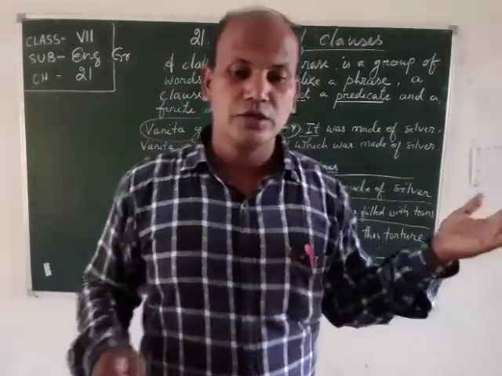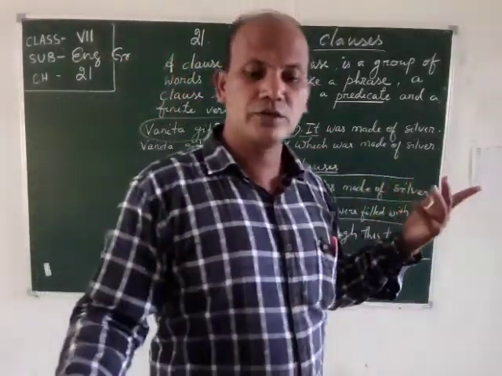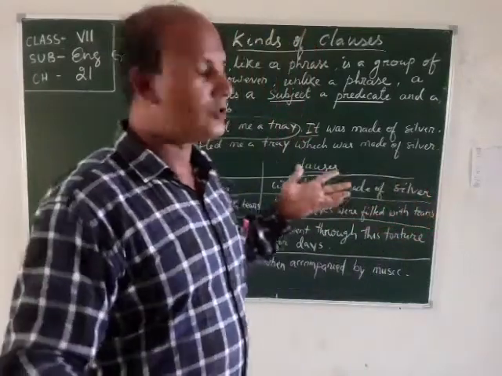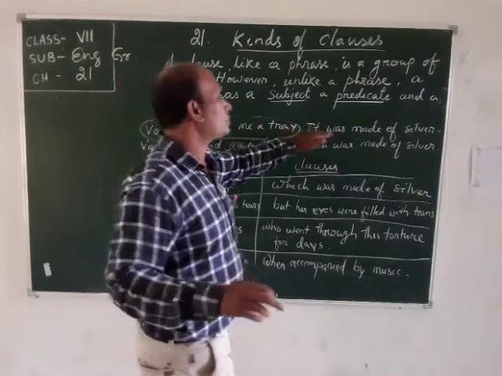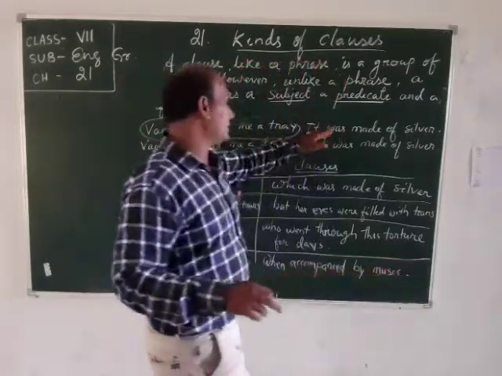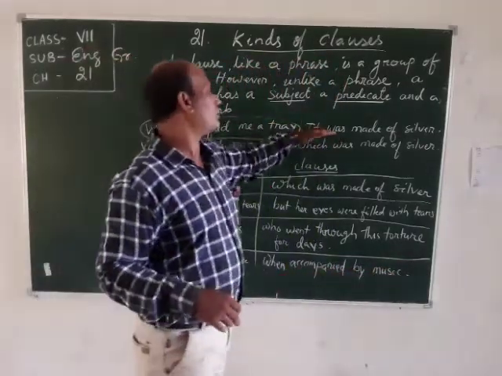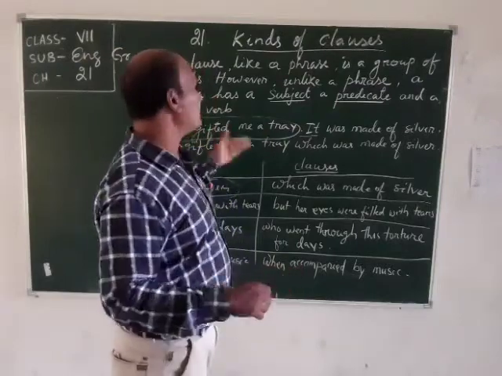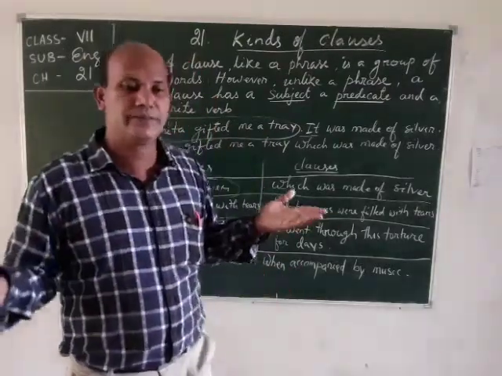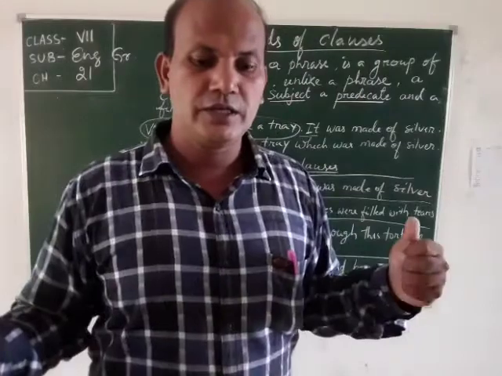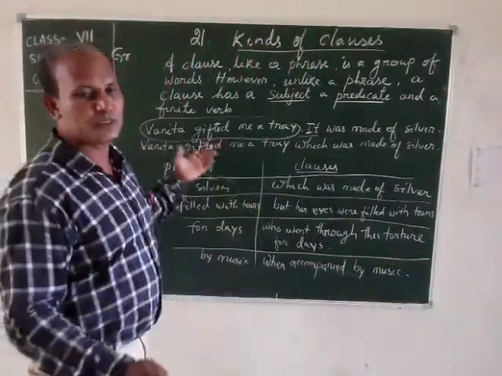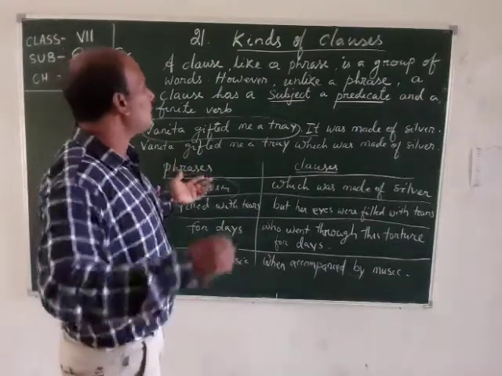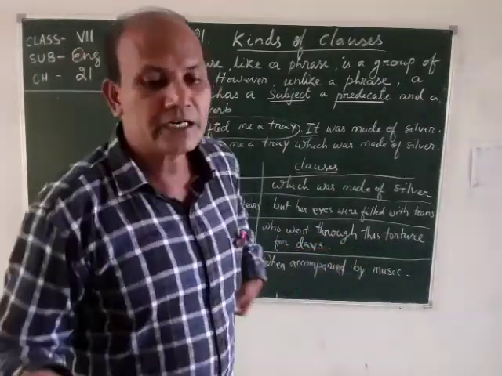Do you know what a subordinate or dependent clause is? Without the main clause, this clause is incomplete. That's why it is part of the main clause. "Vanita gifted me a tree" can stand by itself. It gives complete sense by itself and is a complete sentence. That is the principle of a main clause. But "it was made of silver" is a dependent clause.